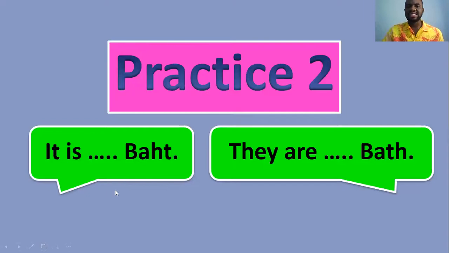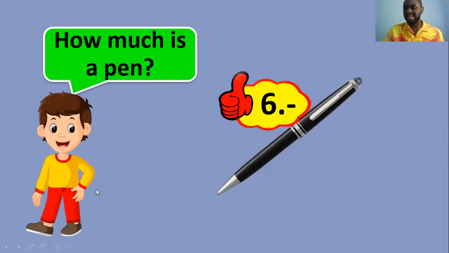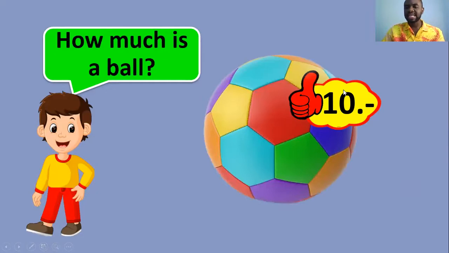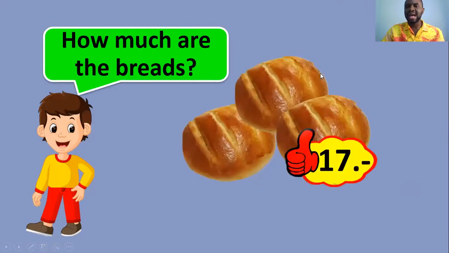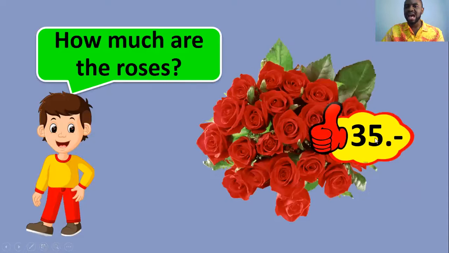Okay, now it's how much? Practice number 2. How much is the pen? The pen is 6 baht. How much is the ball? The ball is 10 baht. How much is the bread? The bread is 17 baht. How much are the roses? The roses are 35 baht.